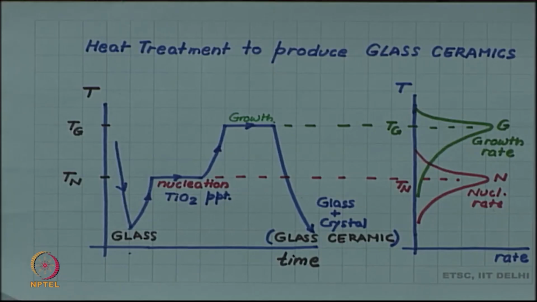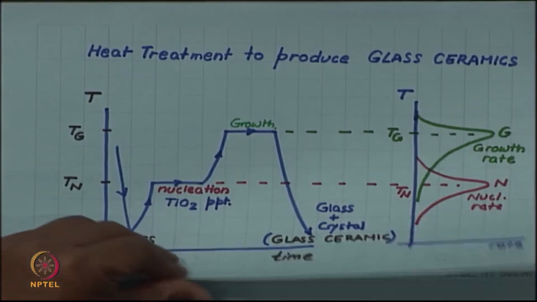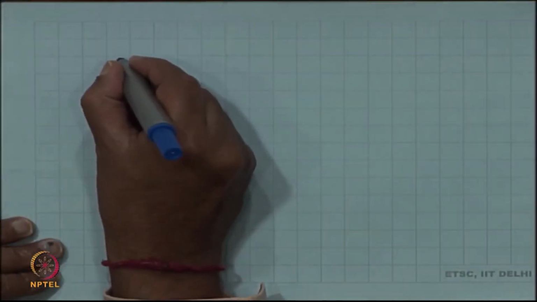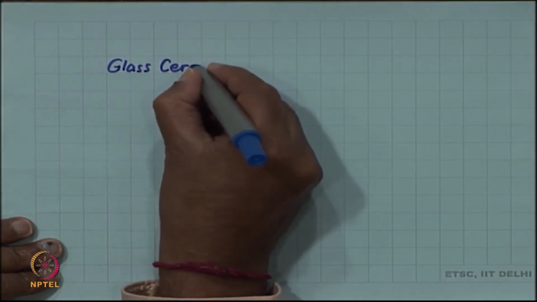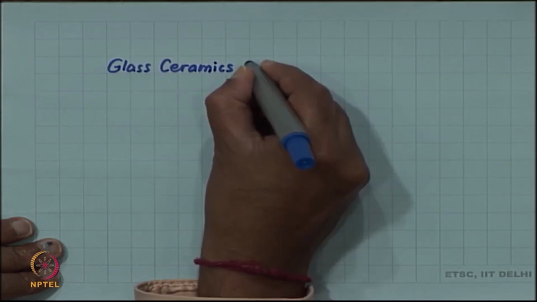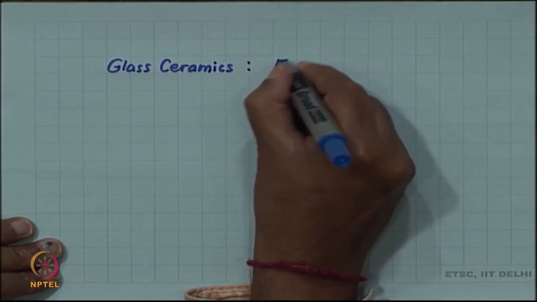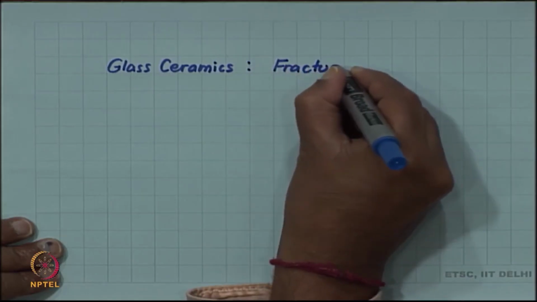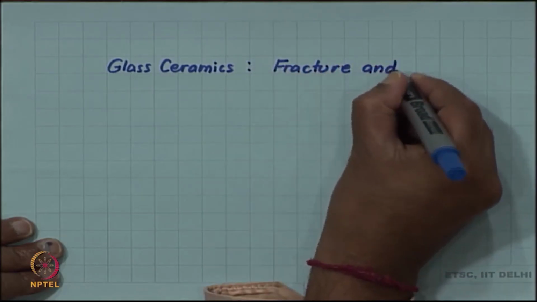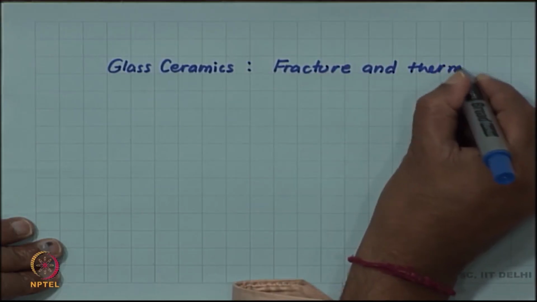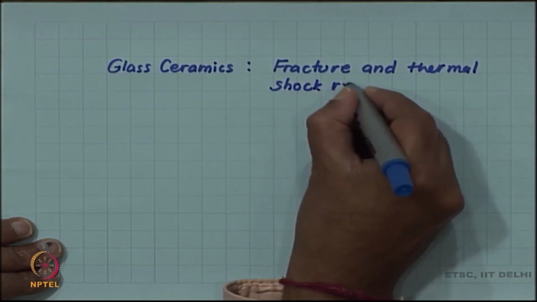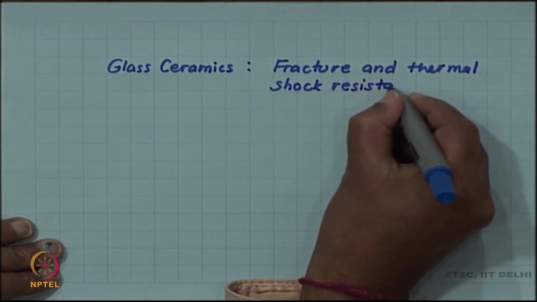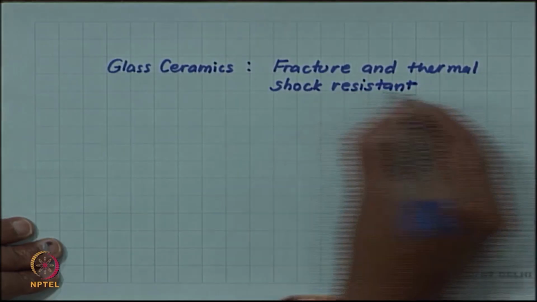The ceramic produced by this heat treatment, the glass ceramic, is highly fracture resistant, with good fracture and thermal shock resistance, and this is mainly due to its fine grain size.